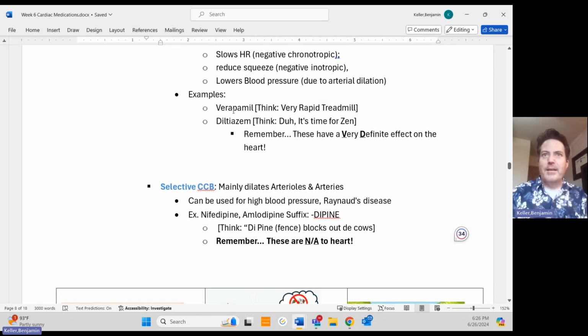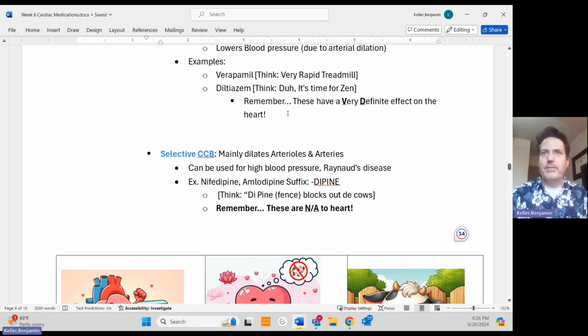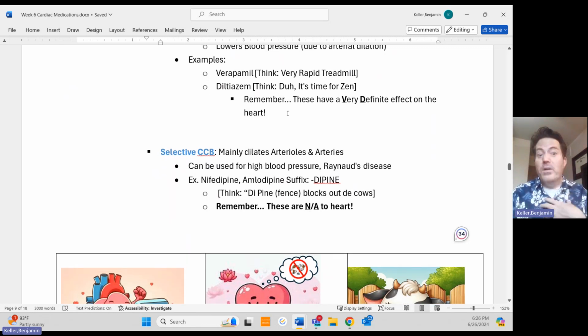And some examples of that: verapamil, the very rapid treadmill, and diltiazem. Say, duh, it's time for Zen, because the heart's all freaked out. It needs some Zen. Diltiazem. That's how I remember those. And those two have a very definite effect on the heart. VD, remember, very definite effect on heart. They're the ones that work on the heart.